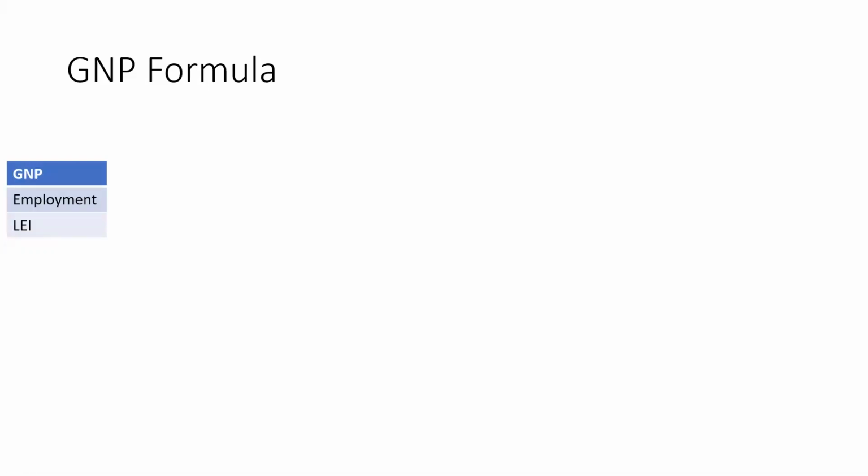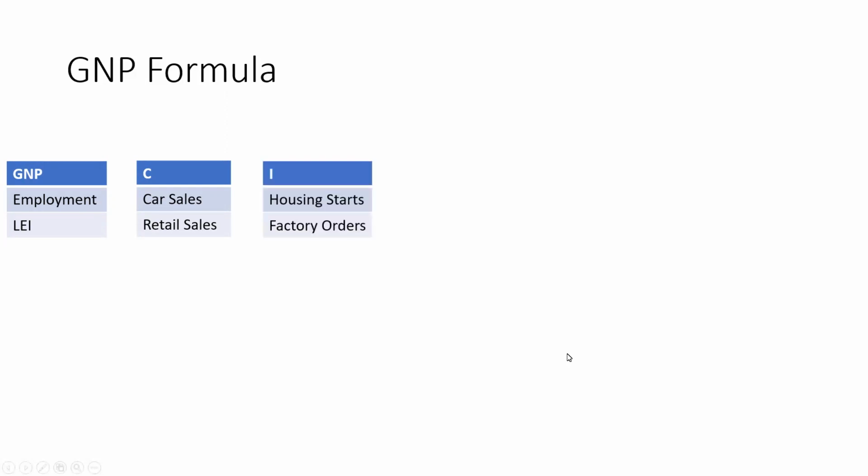If we now drill down a little bit into what are the key areas you can look at. So for GNP, you can look at employment and the leading economic indicators, which is a basket of indicators that kind of lead what the economy is going to do. And under consumption, you can definitely take a look at car sales, and that's been a big topic du jour in terms of new car sales and used car sales. And investments, housing starts and factory orders are critical.